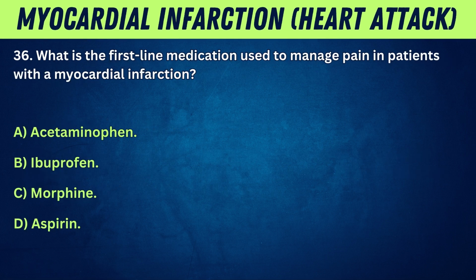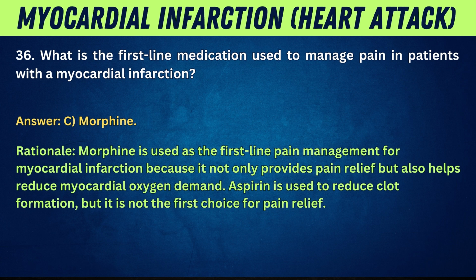36. What is the first-line medication used to manage pain in patients with a myocardial infarction? A. Acetaminophen. B. Ibuprofen. C. Morphine. D. Aspirin. Answer. C. Morphine. Rationale. Morphine is used as the first-line pain management for myocardial infarction because it not only provides pain relief, but also helps reduce myocardial oxygen demand.